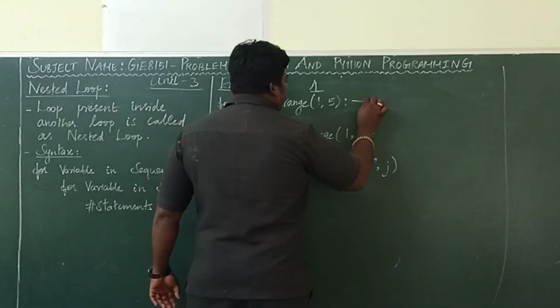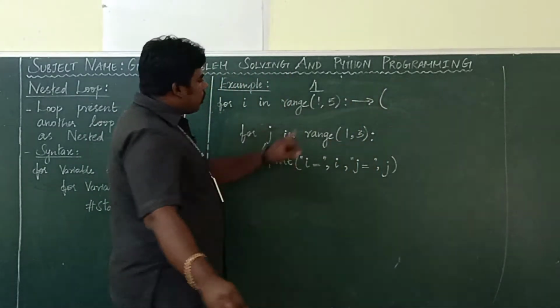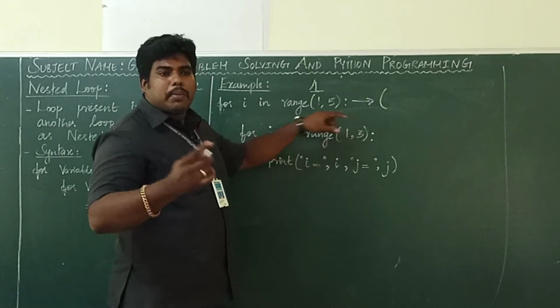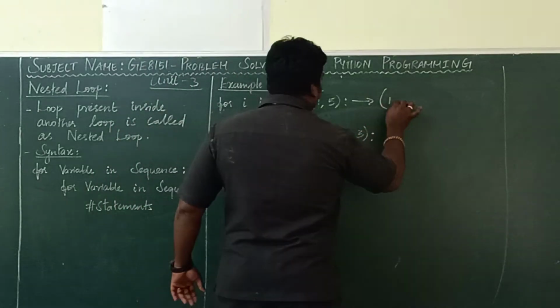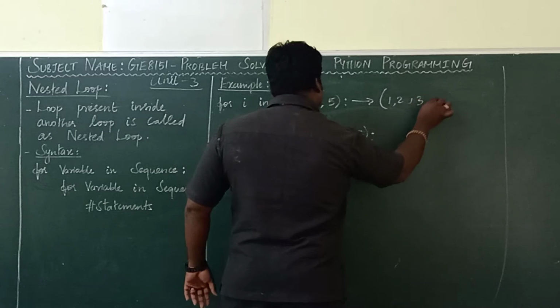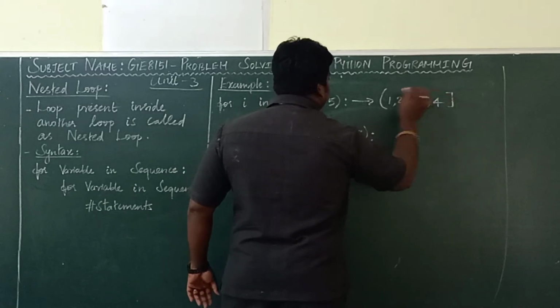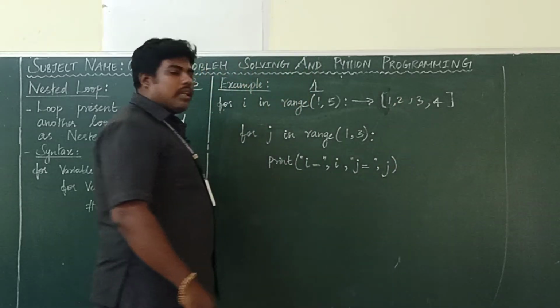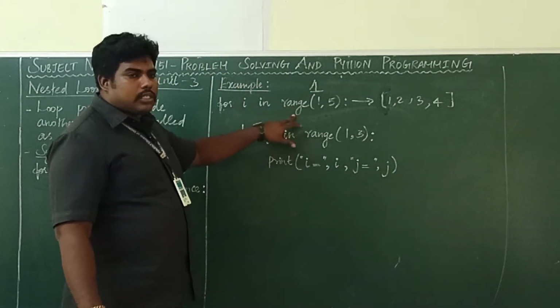So what will it do? It will generate the numbers. This is the starting number. This is the end. End means end minus 1. So it will create 1, 2, 3, till 4. It will create the numbers 1, 2, 3, 4. So this is the first step.